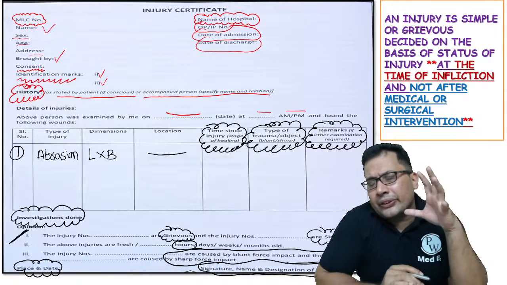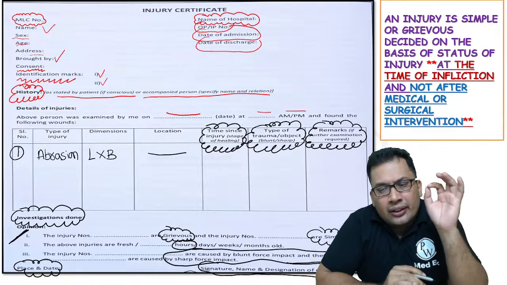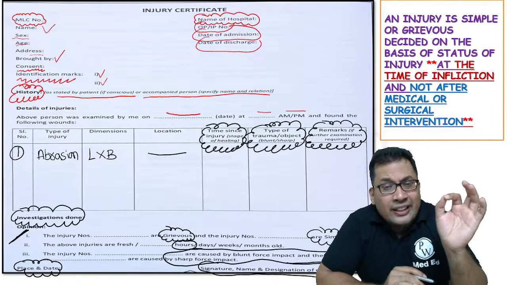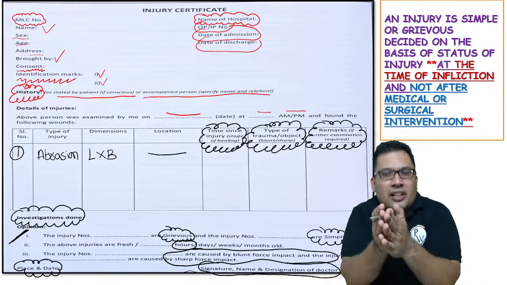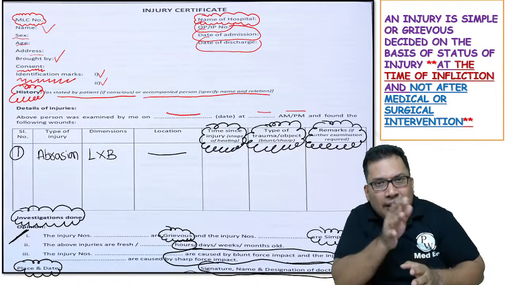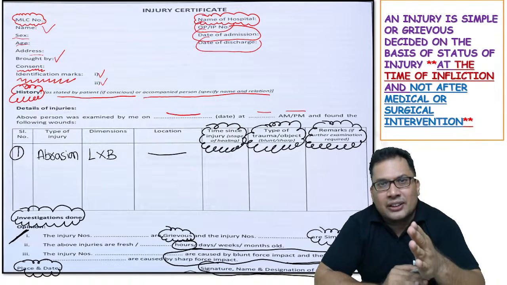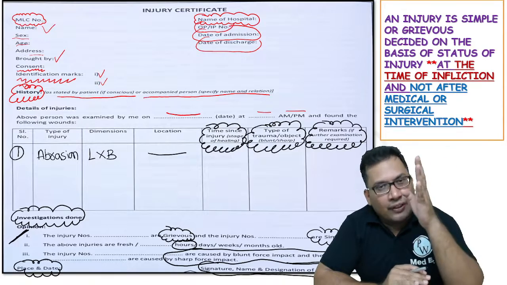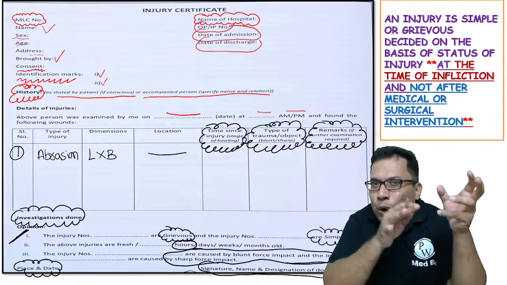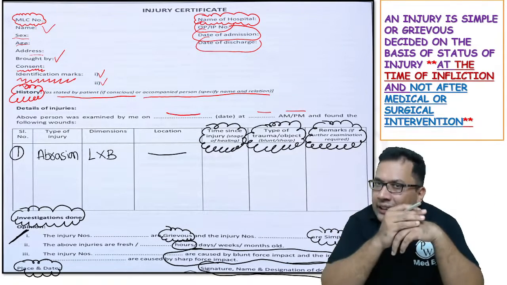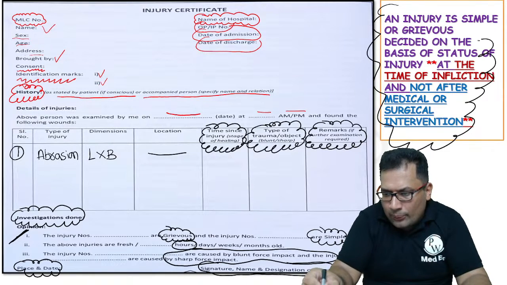Here, all of you please remember, an injury can be simple or it is grievous. It is decided on the basis of status of injury at the time of infliction. It is at the time of infliction, not after medical or surgical intervention. So at the time of examination or at the time of infliction, if it is simple only. If it is grievous only. It is not on the basis of treatment, whether it can be cured or not curable, like that. This is the point. This can be asked in your exam. We'll come to know about this at the end.